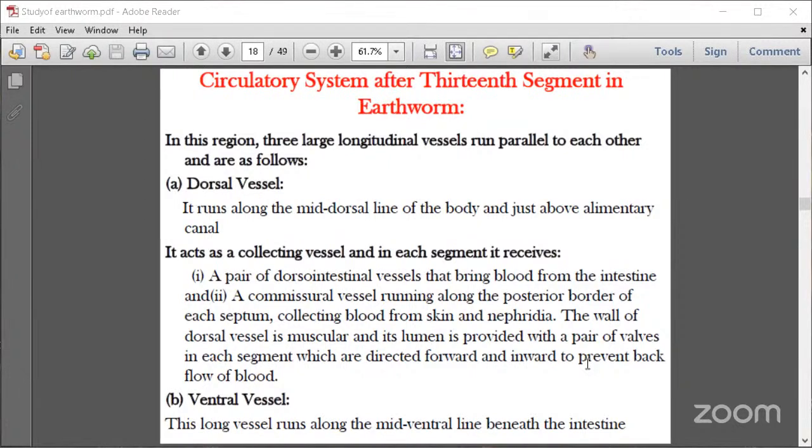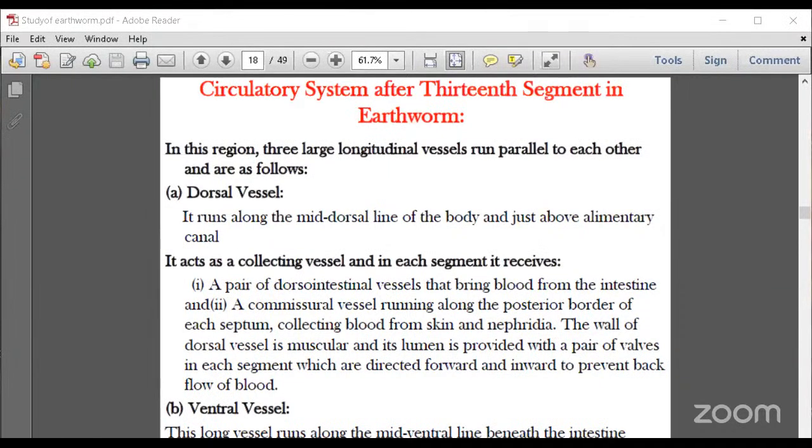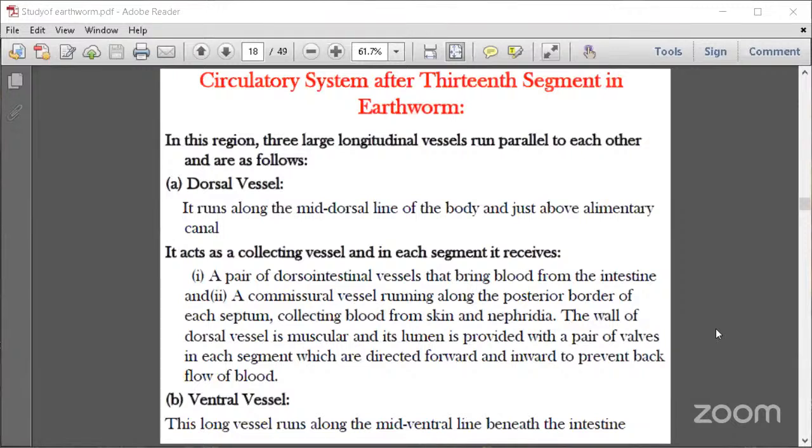and a commissural vessel that runs along the posterior border of each septum, collecting the blood from skin and nephridia. The wall of the dorsal vessel is muscular and its lumen is provided with a pair of valves in each segment, which are directed forward and inward to prevent backflow of blood.